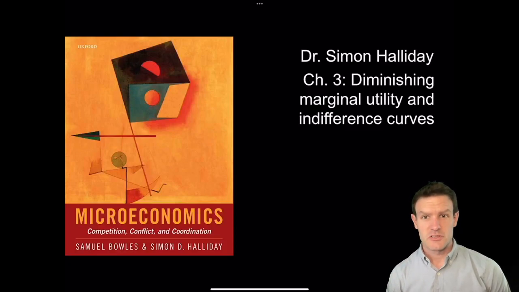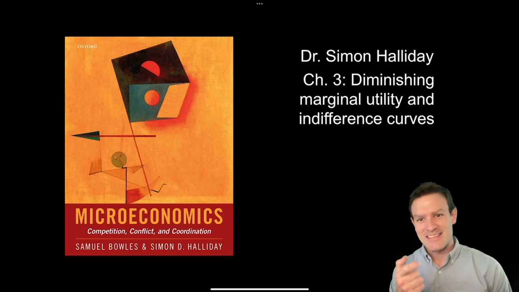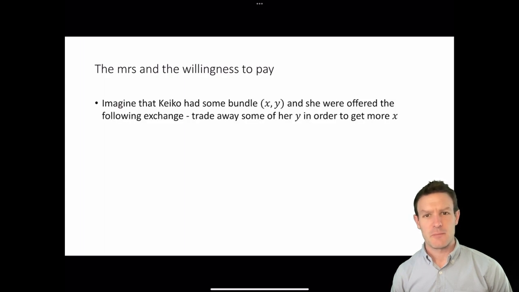Now we're going to think about diminishing marginal utility and indifference curves and do some more comparison of points along Keiko's indifference curves and think about that a little more deeply. We started thinking about that at the end of the previous video, but now we want to go a little deeper.